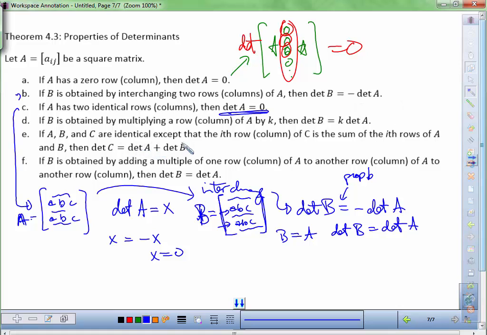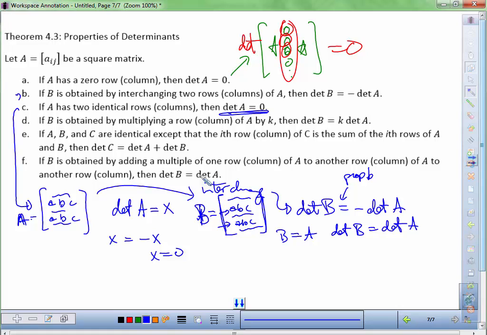A, B, C are identical except for the ith row or column of C, which is the sum of the ith rows. Then it's adding the rows and whatever. F is similar to a row operation, which is what we're going to do next. But if B is obtained by adding a multiple of one row of A to another row of A, then the determinant is the same.